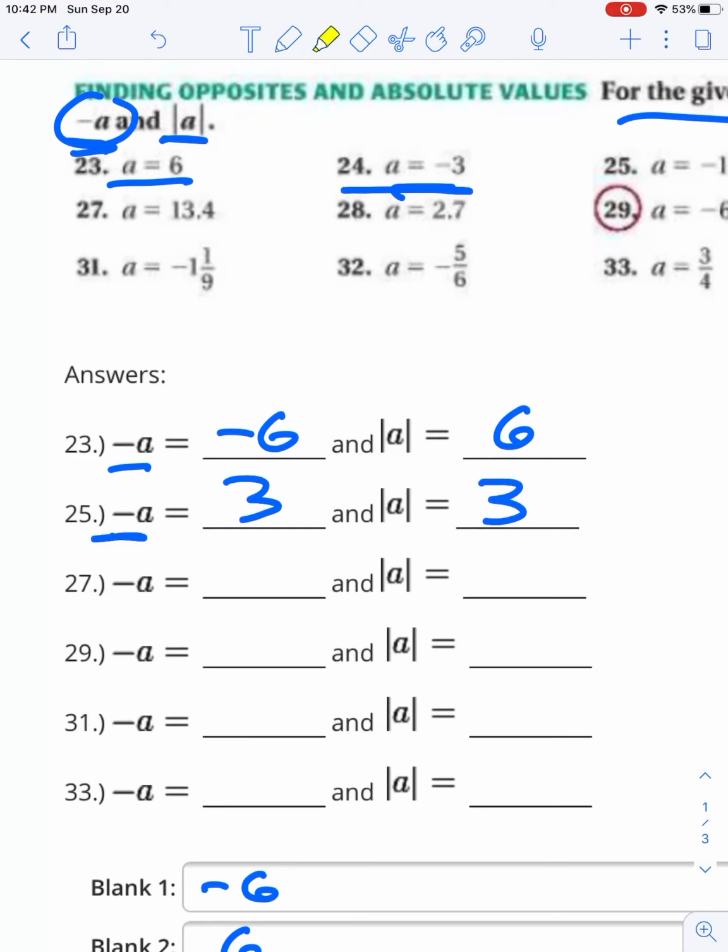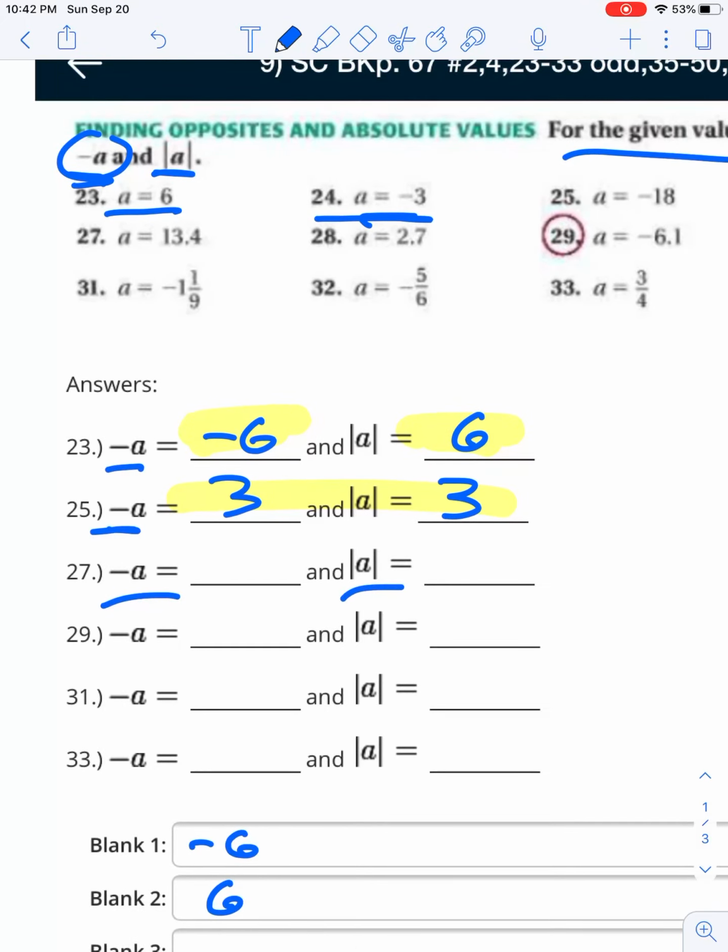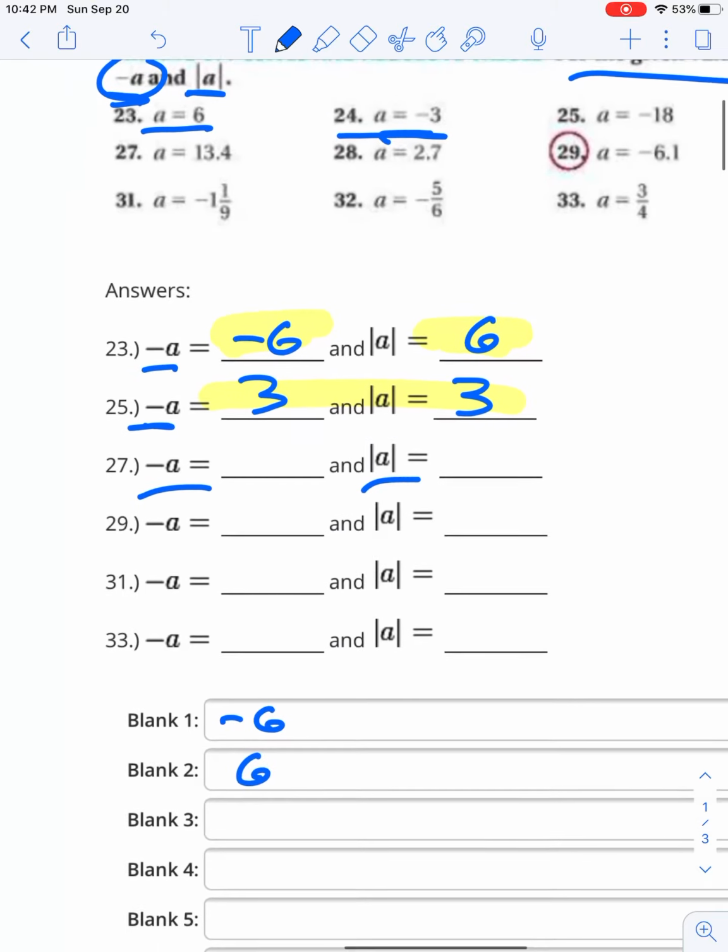So notice that sometimes you might have two different answers, and sometimes they might be the same answer. It just depends on the problem. Again, for each number, find the opposite of it, find the absolute value of it. And if you think about them carefully in terms of what it can be, you'll see how those are going to work out for you.